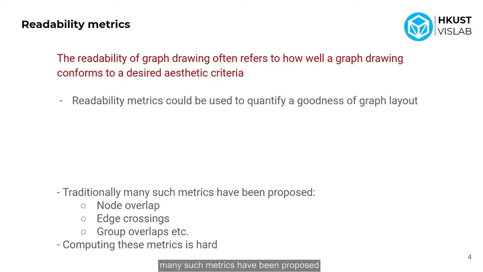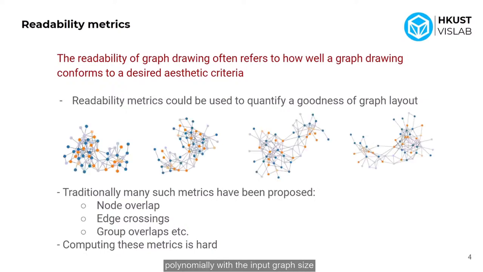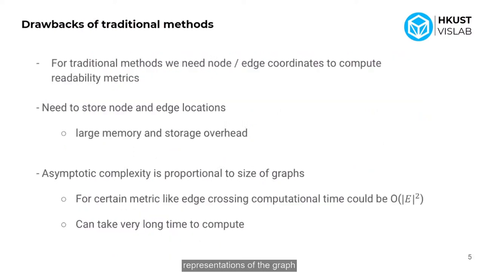Traditionally, many such metrics have been proposed, such as node overlap, edge crossings, and group overlaps. And depending on the use case, you will select which one of these you want to optimize the graph drawing for. However, computing these metrics can be a difficult process and can require a lot of computational power, scaling polynomially with the input graph size. Here is an example of the same graph, but focusing on various different graph metrics when it's being created, resulting in these different visual representations of the graph.